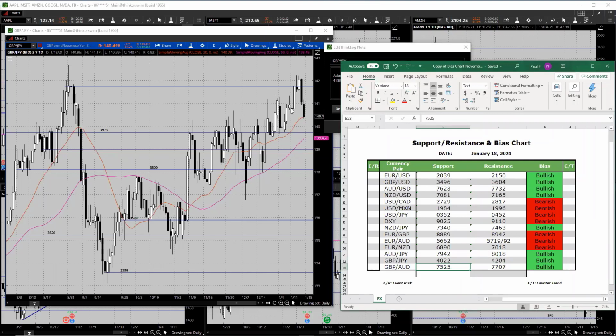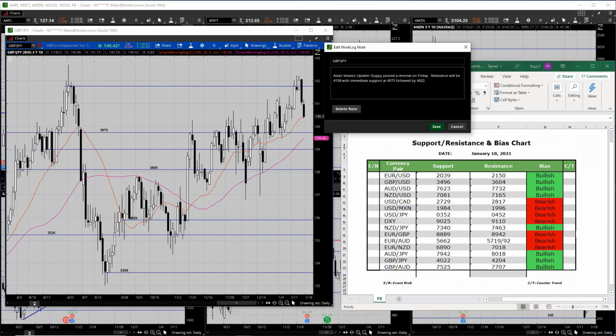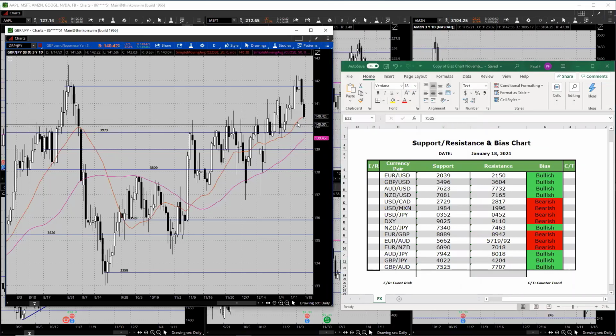With resistance, you see that bar right there? That closed right there. So we come here, right there. That'll be resistance, 40.75.